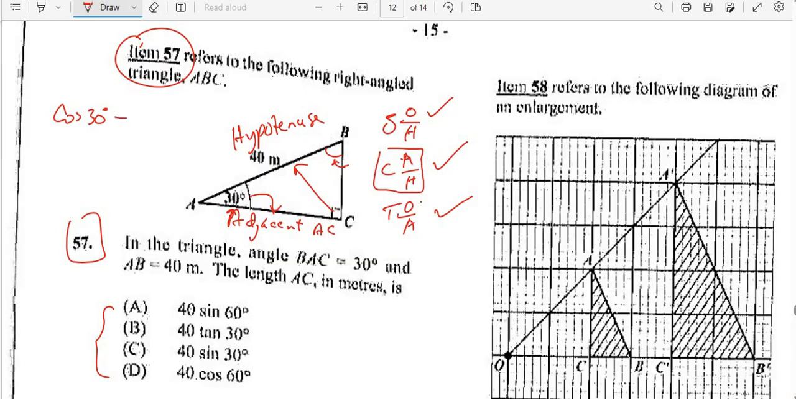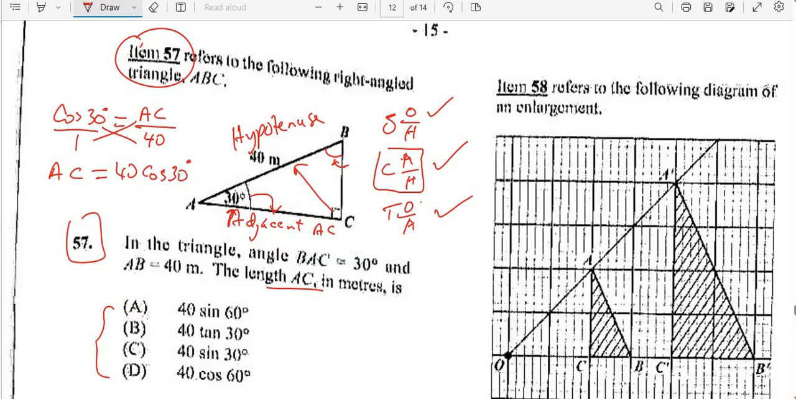Cosine of 30 degrees is equal to the adjacent side, in this case AC. The reason I'm using that is because we want to find AC. Over the hypotenuse, which in this case is 40. Now, if I want to find AC, I can cross multiply. So AC times 1 is AC. And cross multiply here, 40 times cosine 30. All right, 40 times cosine 30.